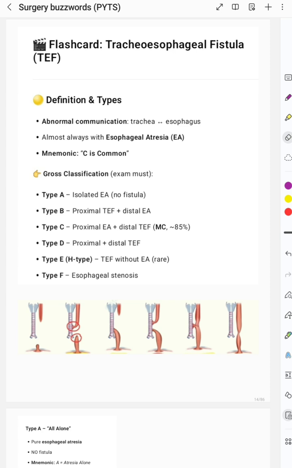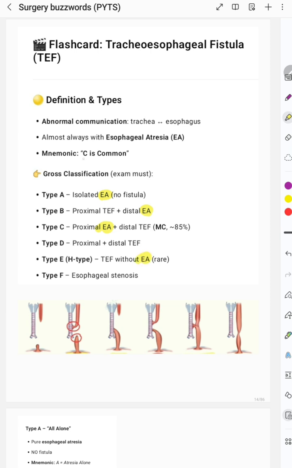That means this is an abnormal communication between the trachea and the esophagus. One thing we have to remember is that tracheoesophageal fistula is a congenital condition, so every time the presentation will be with a newborn. Almost always it occurs with esophageal atresia. Why is it written like this? See here, there is esophageal atresia, and here also, and here also.